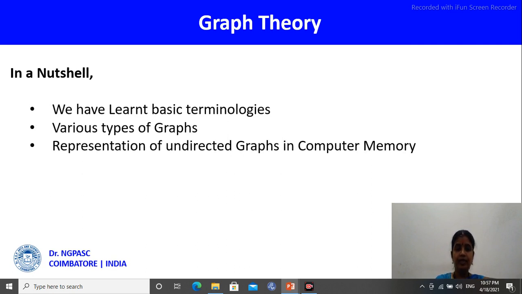In this video, we have learned basic terminology, various types of graphs, and representation of graphs in computer memory, that is, the adjacency matrix and incidence matrix.